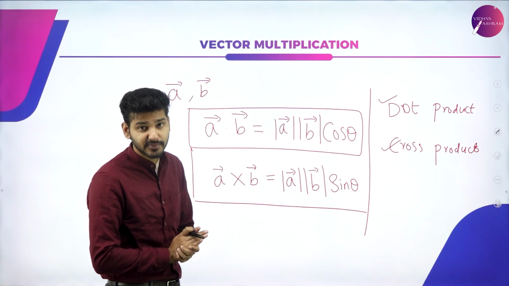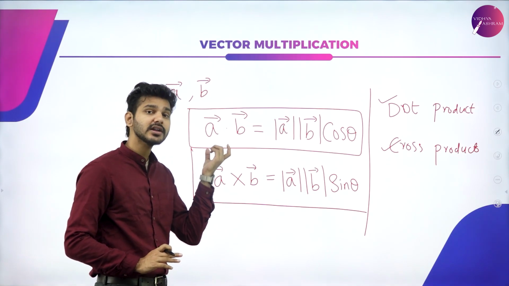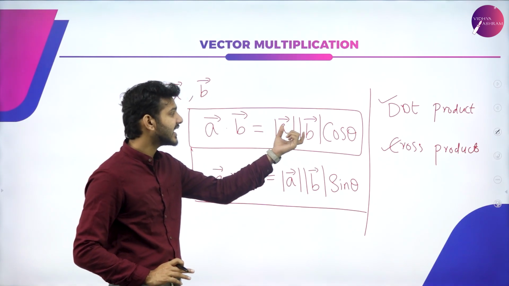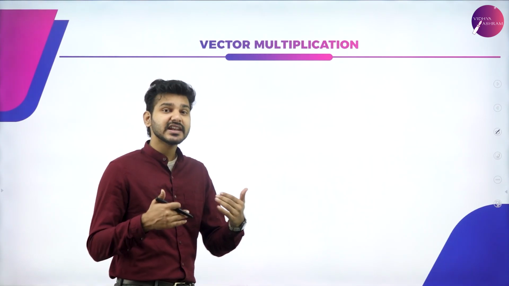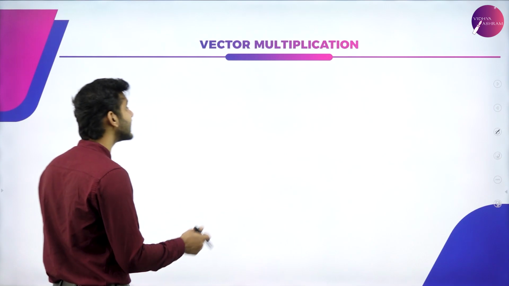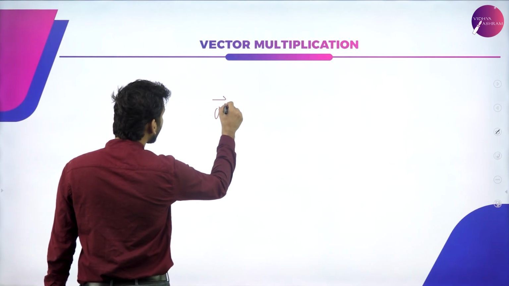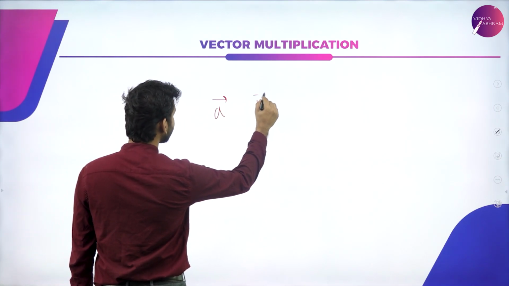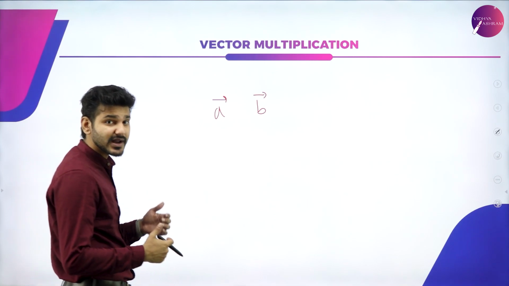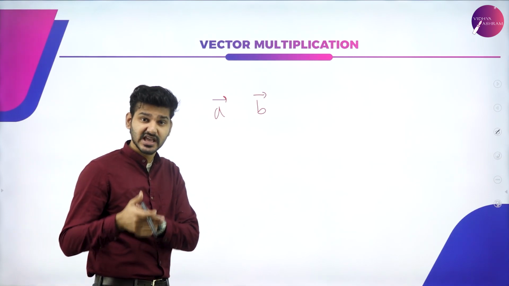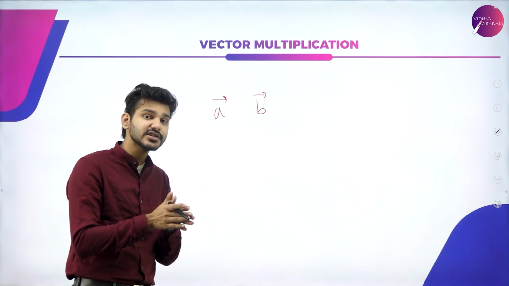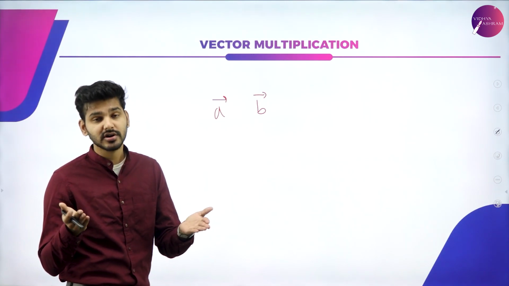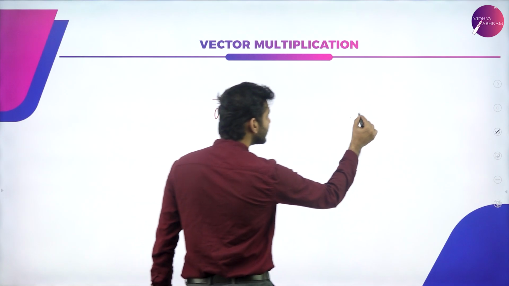There are two types of operations: one is dot product and one is cross product. One is AB cos theta, the other one is AB sin theta. And the very next important thing you have to remember is that when we are applying dot or cross products to vector A and vector B, we are not just multiplying any two scalar quantities. There is also a directional aspect in between them that is indicated by the unit vectors.